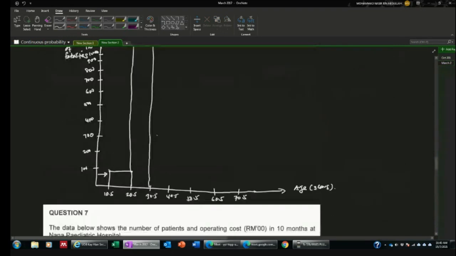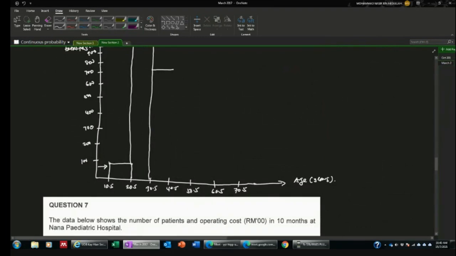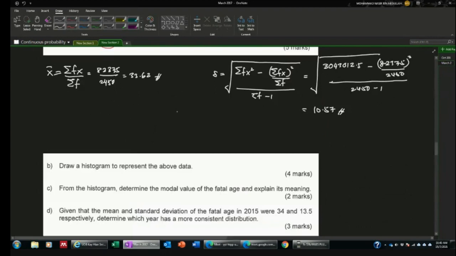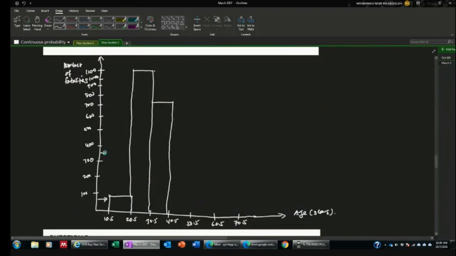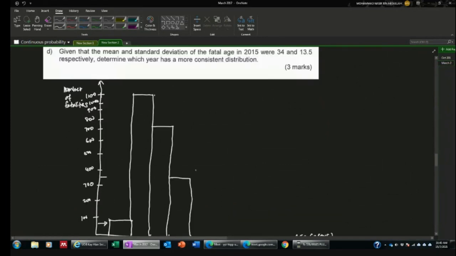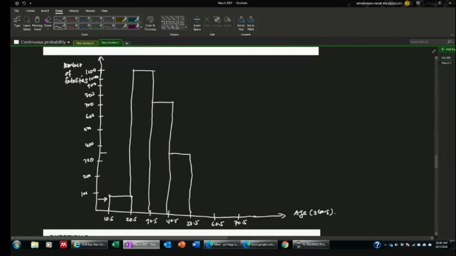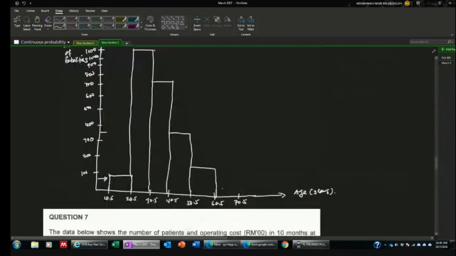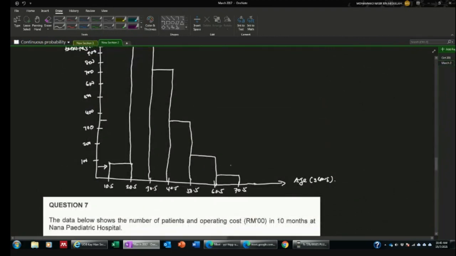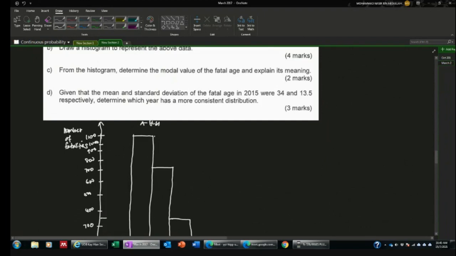And the next one is 720, somewhere here. Then 350 is somewhere here, and next is 1,150 somewhere here. And the last one is 50, the lowest one. Don't forget the title: Histogram showing number of fatalities by age. That's enough. So this is how we draw a histogram.